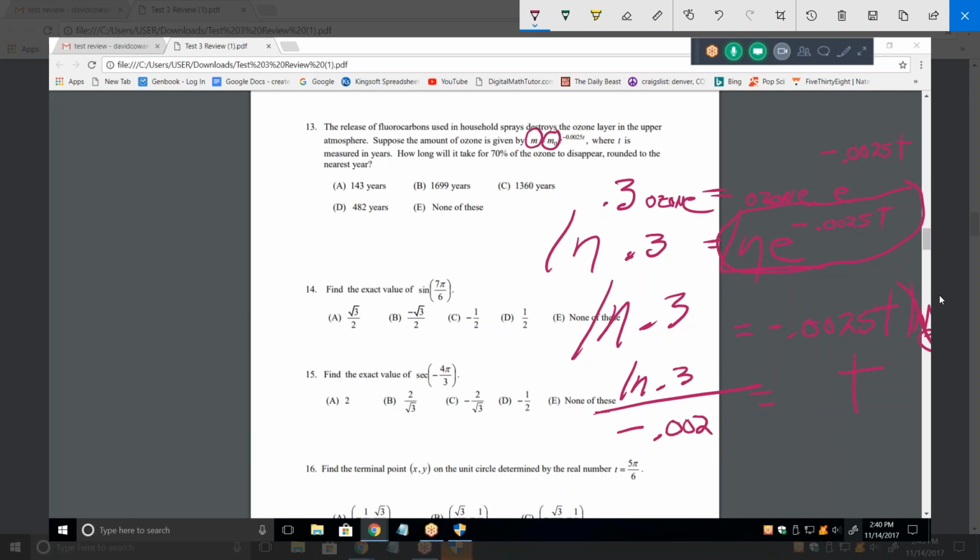Yes. Now, one thing to know is that when you take logs of numbers between 0 and 1, you get negative answers. Always. No matter what the log is. No matter what base it is. So I know that when I take the natural log of 0.3, it's going to be negative, which is a good thing because I got a negative denominator. And I need t to be a positive number. It would be scary if t came out to be a negative number of years. What does t come out to be? 481.589.